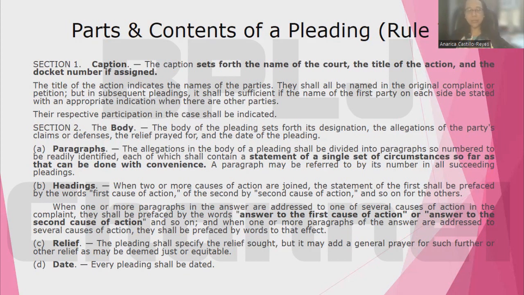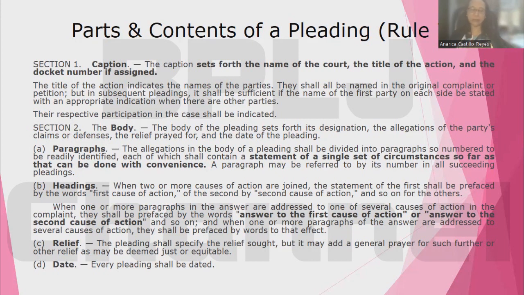The statement in the body of the pleading shall be divided into paragraphs so numbered to be readily identified, each of which shall contain a statement of a single set of circumstances so far as that can be done with convenience. It is numbered for purposes of identification so that the one responding can easily refer to the paragraph which is being responded to.